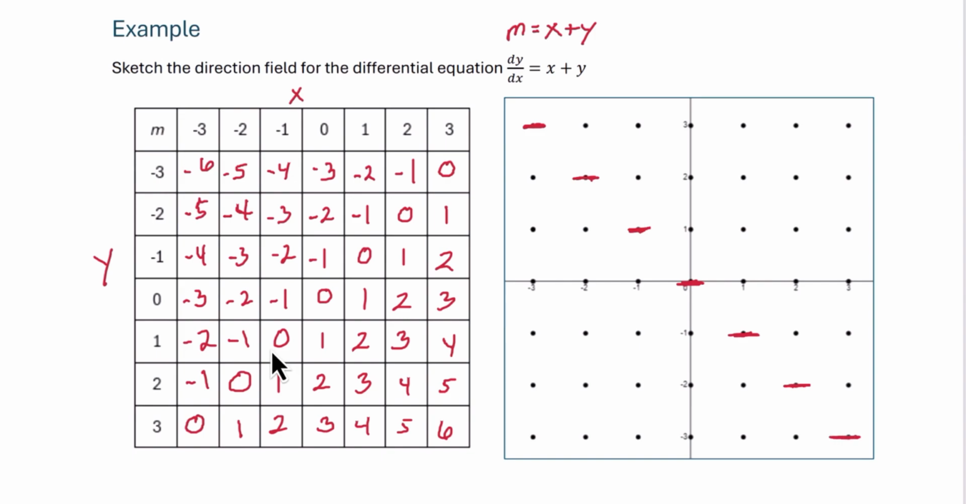Up next, let's say we wanted to go to -2, 3. It has a slope of 1. -2, 3 here has a slope of 1. So that's going to look something like this. Again, that line has a slope of 1. The next one we have is -1, 2. This has a slope of 1. And again, we will continue that pattern with that slope of 1.